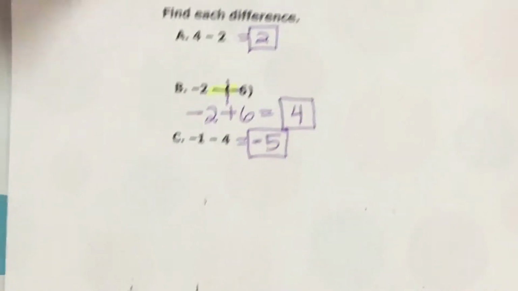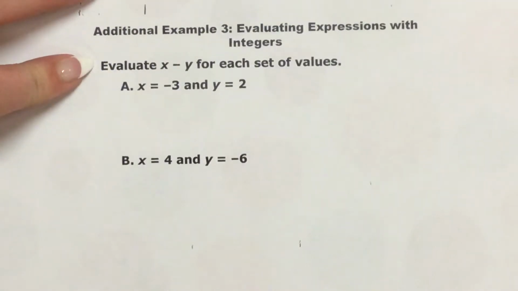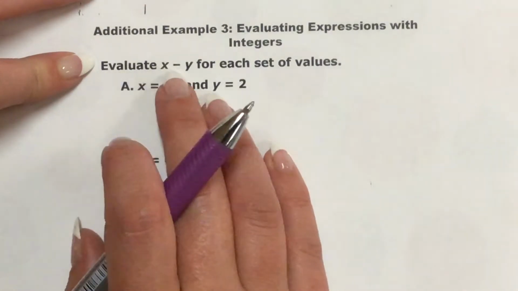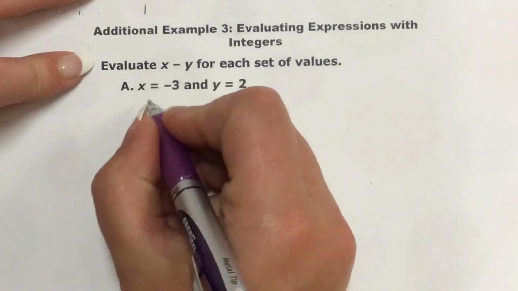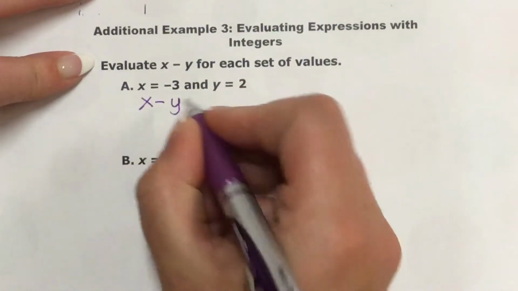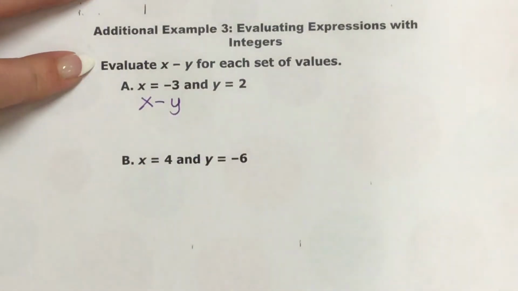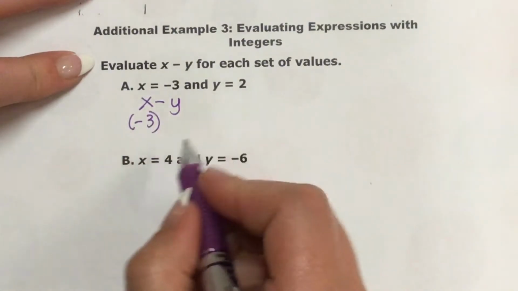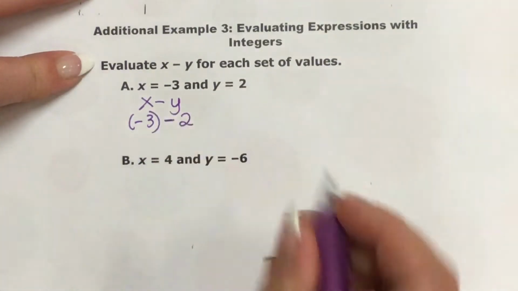You're amazing. And we are on to example number 3, which states we are going to be evaluating expressions with integers. It tells us to evaluate. Remember, evaluate just means find the answer of x minus y for each set of values when x is negative 3 and y is 2. So I'm going to write the algebraic expression here, x minus y, then we're going to substitute in negative 3 for x. Whenever you substitute a negative number in for a variable, you have to remember to put it in parentheses. So negative 3 goes in parentheses, minus y, and y is 2.